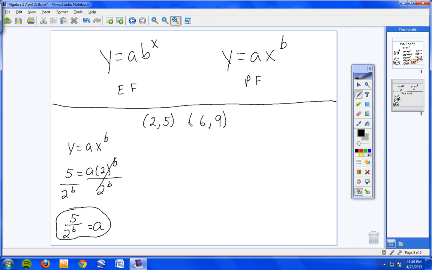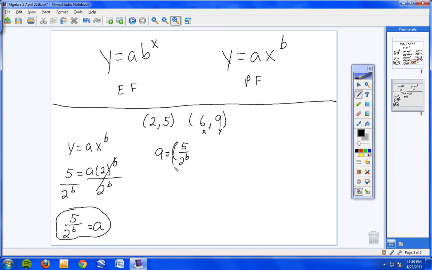Now step 2 says take your other ordered pair and substitute it in. So here's my x, here's my y. So for y I substitute 9. The next is a. I'm going to go ahead and pause and put my a in right now. Do you see next is a? But remember what a is. A is 5 over 2 to the b.